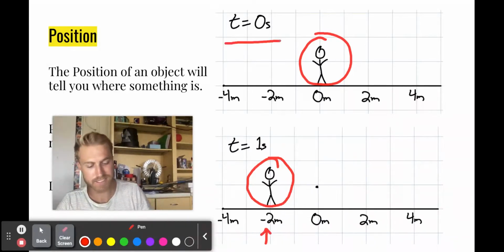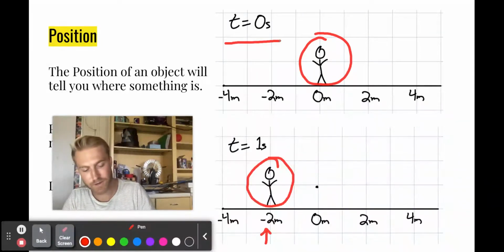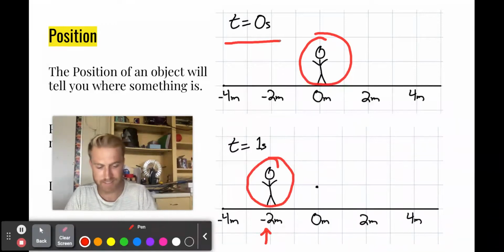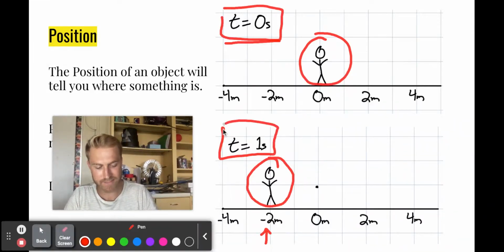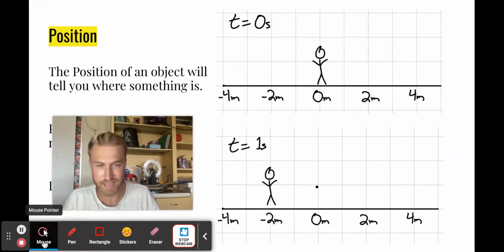If you see up here where it says t equals 0 s, that just tells you the time. So this is showing us that time is passing, 0 seconds, 1 second, and that this person has moved to the left, negative 2 meters. And that is motion.